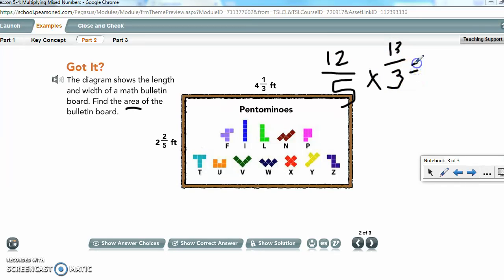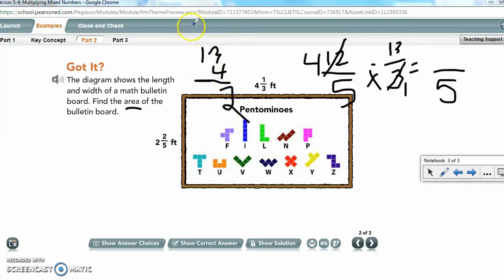Now looking at my diagonals, nothing can come out of 5 and 13 other than 1. But looking at 3 and 12, I know that 3 is a common factor of both. 3 divided by 3 gives me 1. 12 divided by 3 gives me 4. Okay, I know 5 times 1 is 5. And 13 times 4, I don't know off the top of my head, but I certainly can do it on the side. 3 times 4 is 12, carry my 1. 4 times 1 is 4, plus 1 is 5. I get 52.